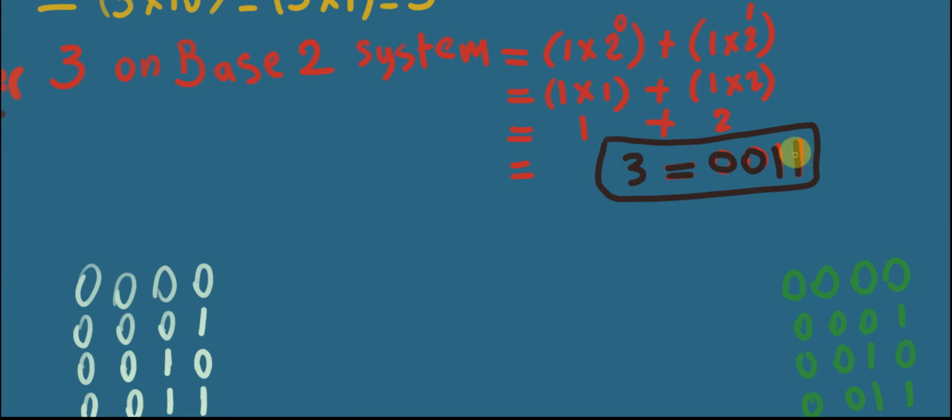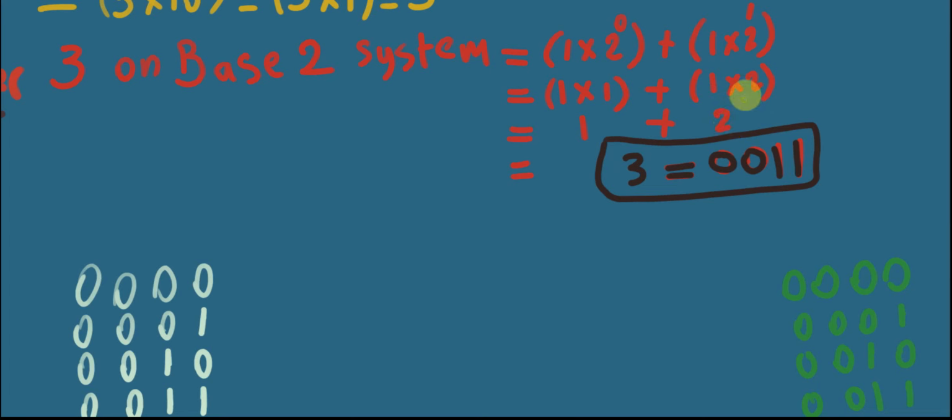And since the largest number we can write in any column is 1, we have to jump to the next column to get more numbers. So we put 1 in the next column. In the next column, this 1 is equal to what? It's equal to 2.